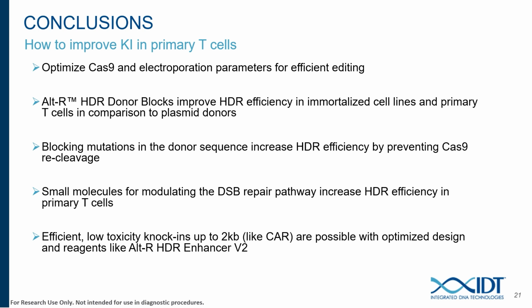Next, you can improve the rate of donor insertion by including PAM and TRAC mutations to prevent cleavage by Cas9 after insertion by HDR. And lastly, the small molecule enhancer can greatly improve the rate of HDR, allowing for improved knock-in efficiency of 2 kb inserts like CAR.